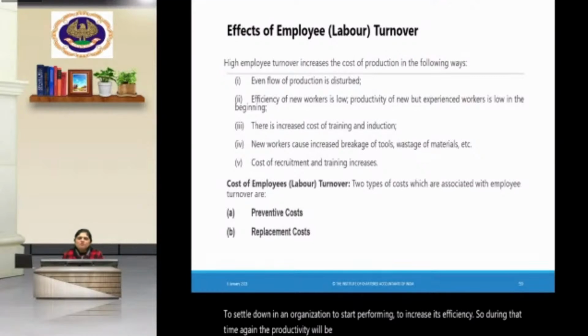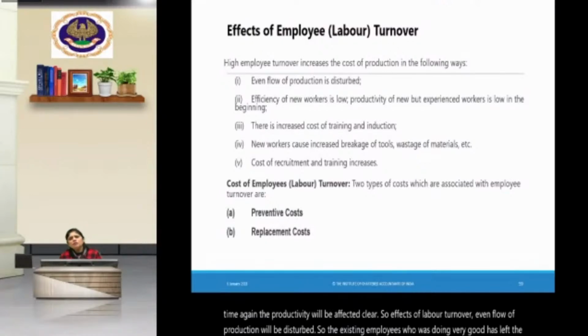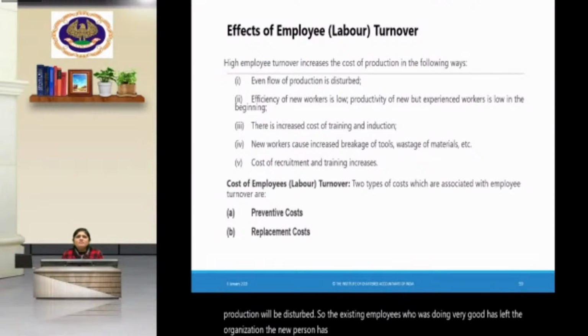Clear? So the effects of labor turnover: even flow of production will be disturbed. The existing employee who was doing very well has left the organization. The new person has joined. The new person is new to the system. He does not know how exactly the thing has to be done. So he will take his own time. So during that, again, the production flow will be disturbed. Efficiency of the new worker will be low initially.